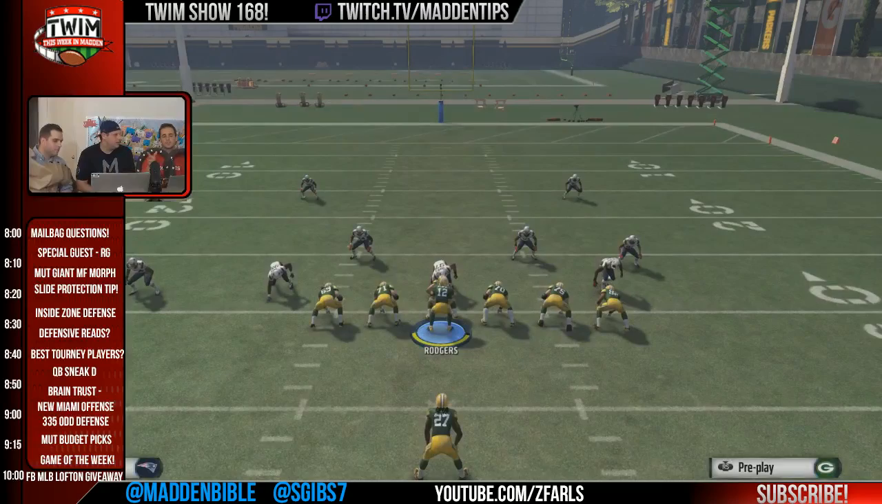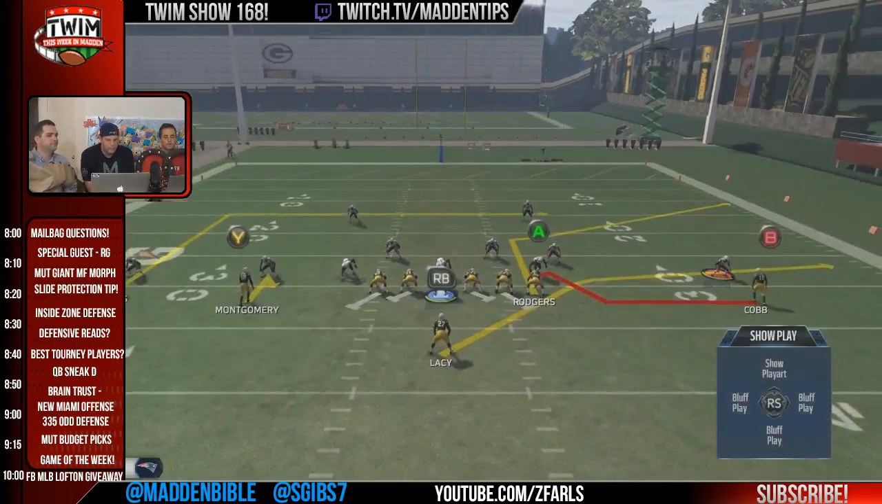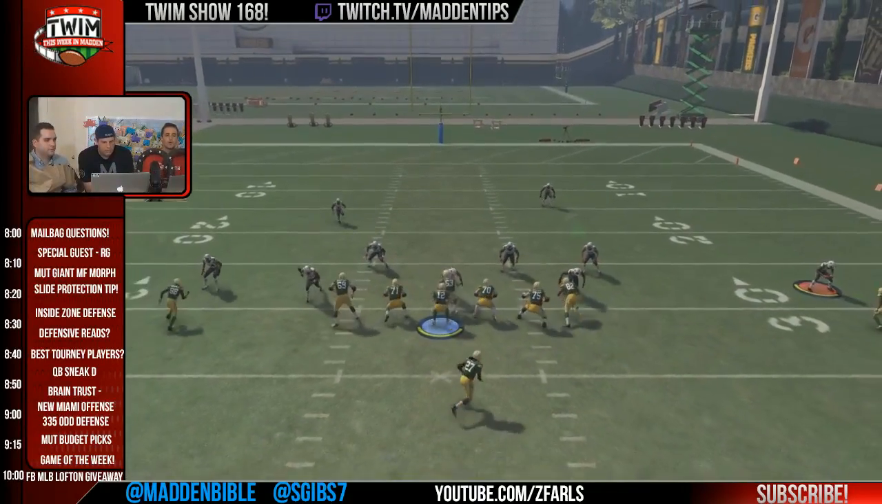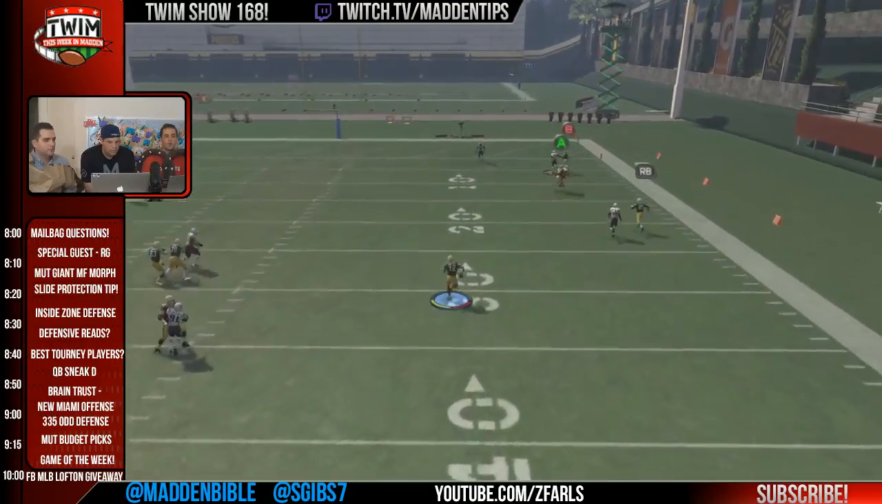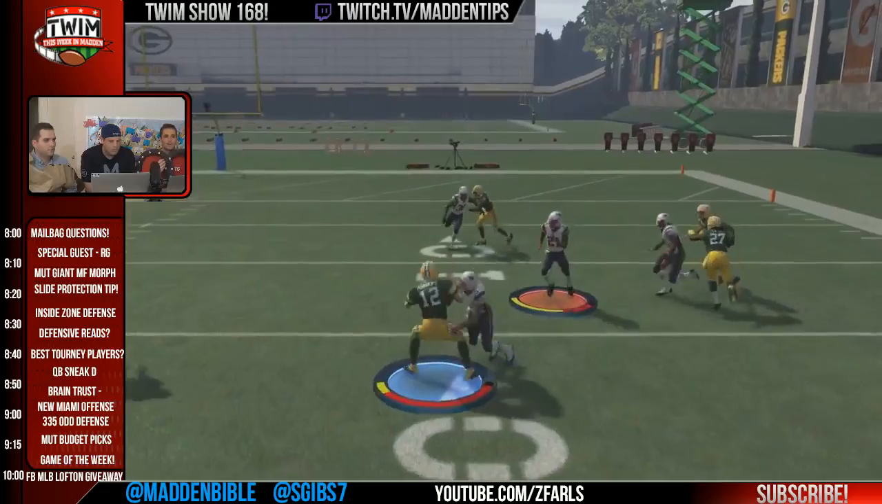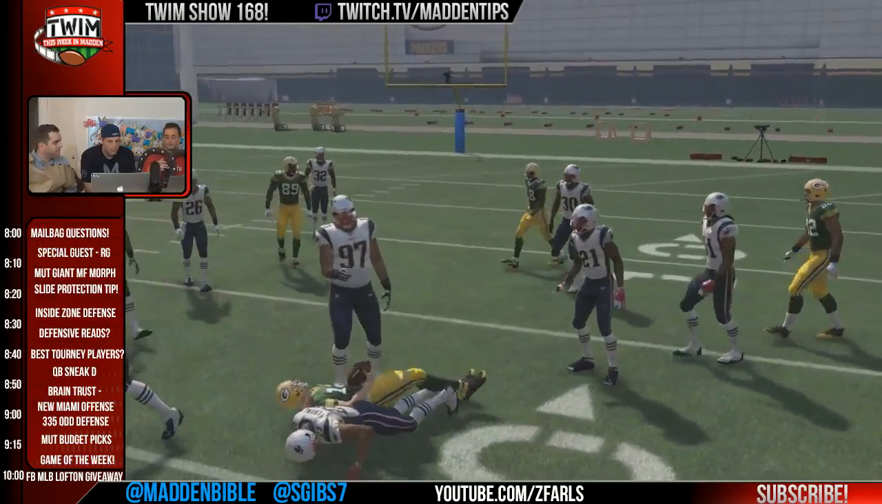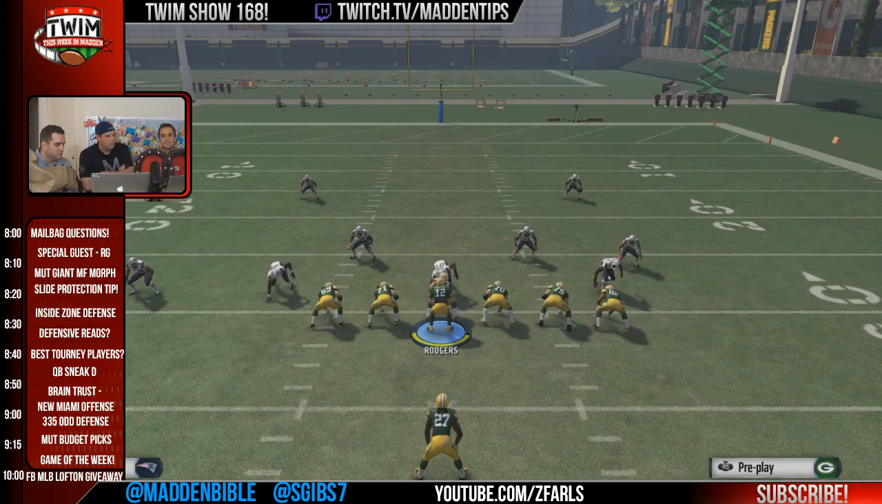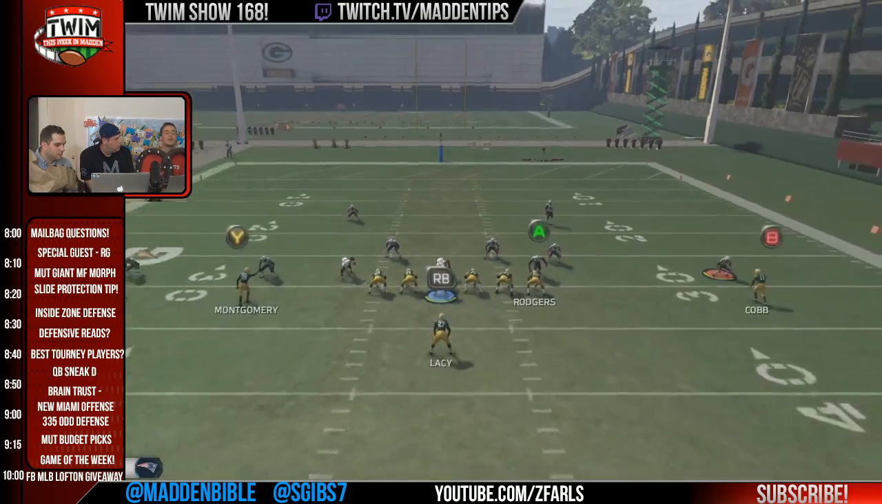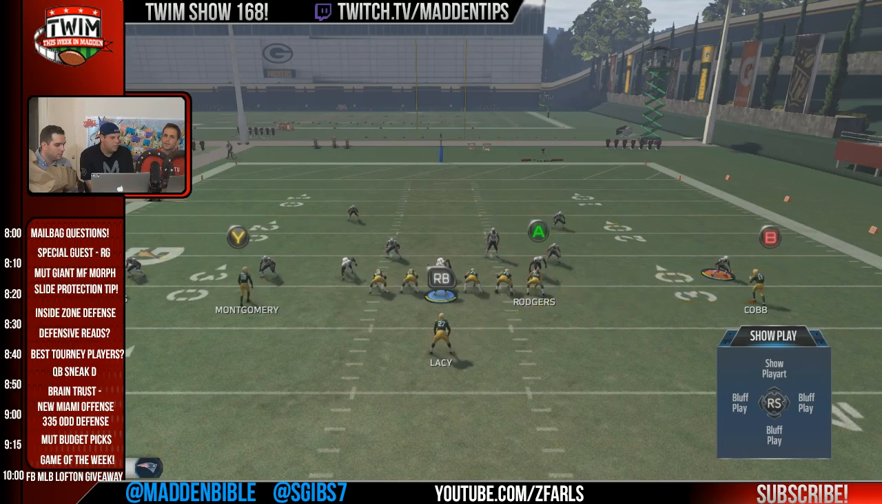Yeah, and this is a big tip because there are times where I'll get sacked and I'll know, okay, if I had just slid protect down, I could have picked up that pressure. So the first thing on my mind is to slide protect. I call my play and I'm like, slide protect. It's the fastest thing I do. I'm just like, I can't let that happen again. And then I get up there and I get sacked again. And I'm like, but I slid down.